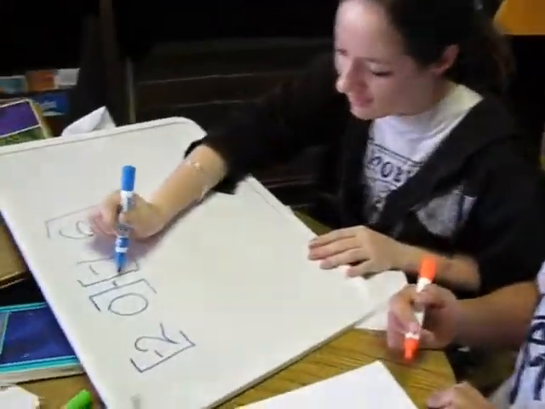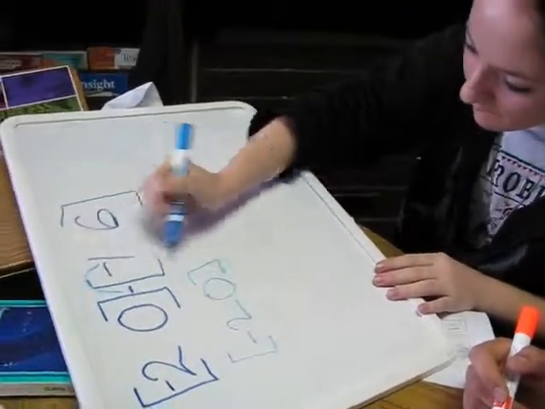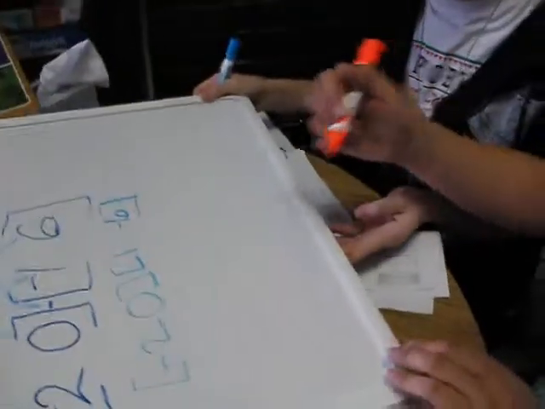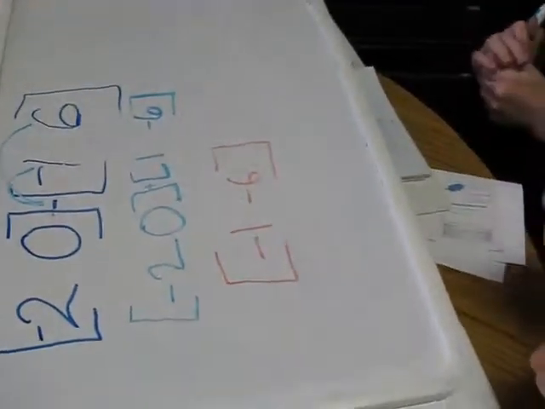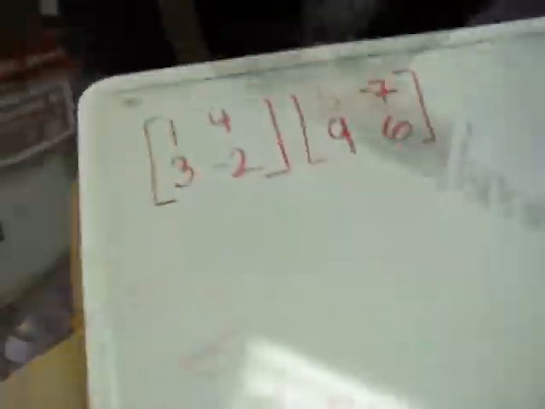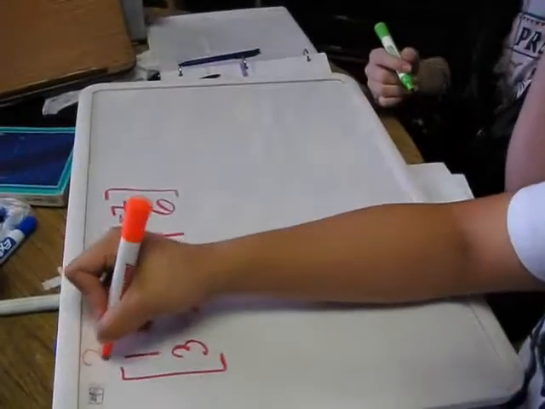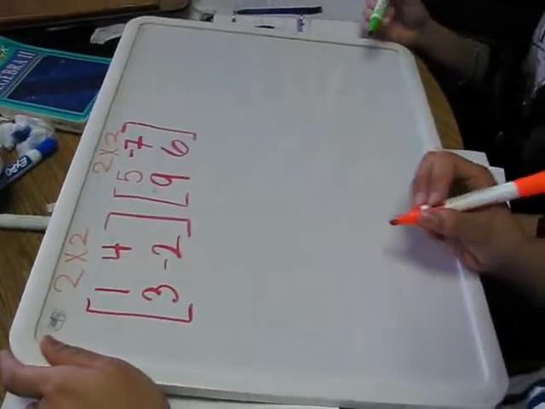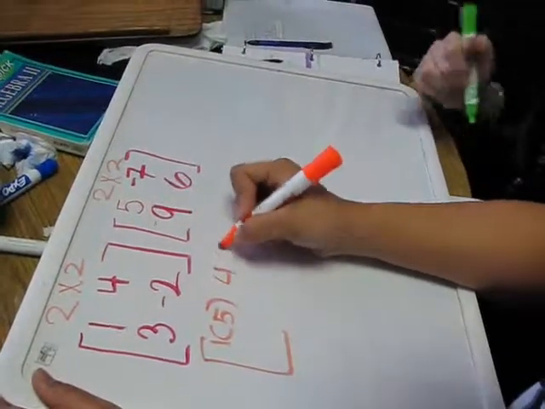Okay, so since there's a negative here, we have to distribute it. And now you simplify. Now the dimensions match. They're both 2 by 2s. And Miss Gonzales said we multiply rows by columns. Okay. So 1 times 5. Okay. 4 times 9.